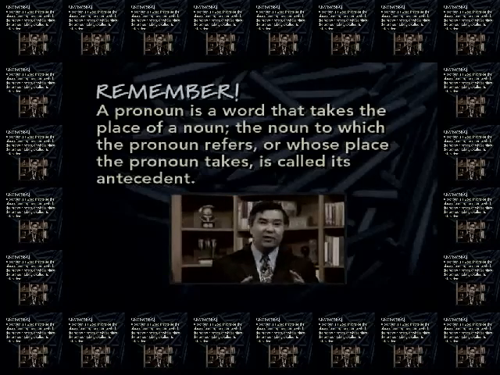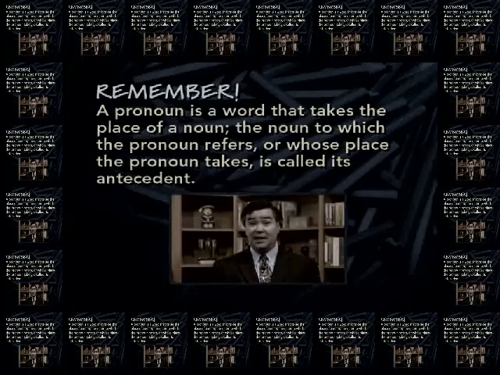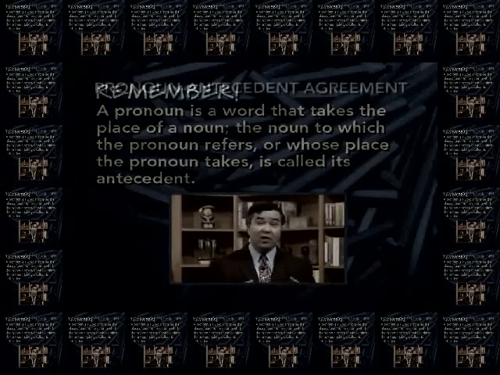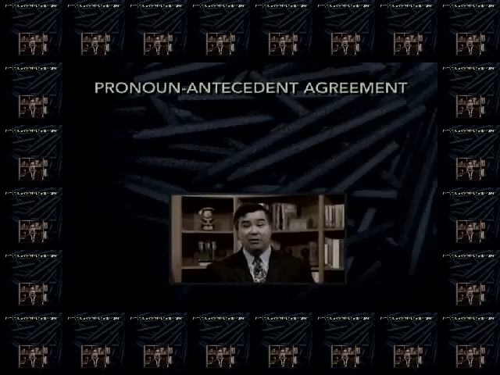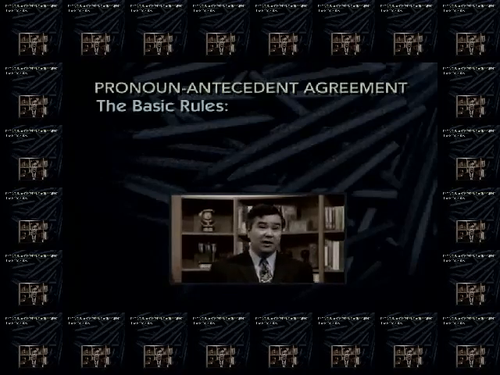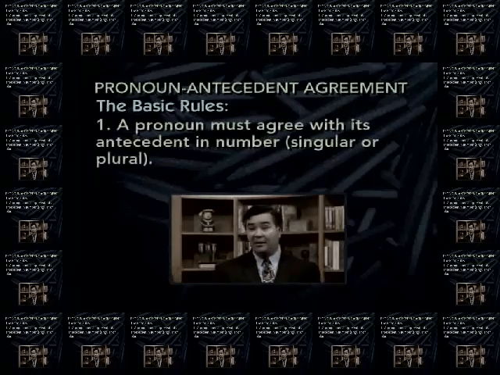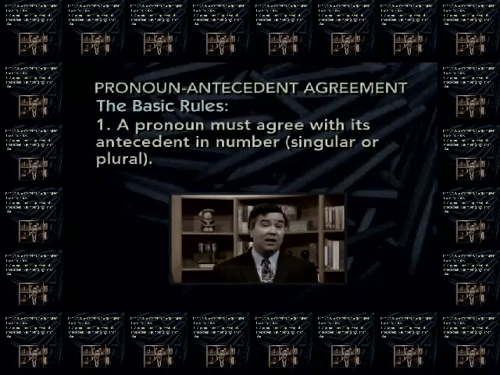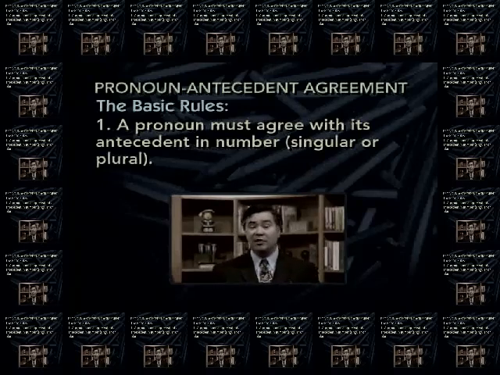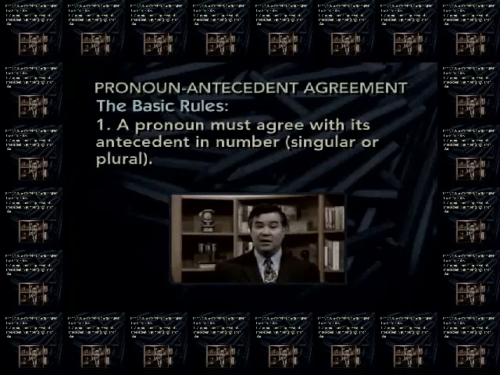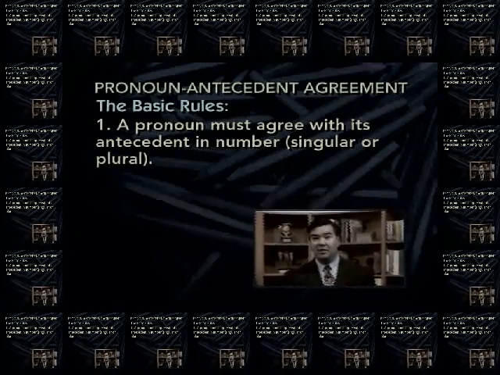Sometimes you have to do a little thinking to figure out what the antecedent of the pronoun is. Nonetheless, it's important that the pronoun and its antecedent match in a couple of ways. The basic rules are these. First, a pronoun must agree with its antecedent in number. That is, a singular antecedent requires a singular pronoun. A plural antecedent requires a plural pronoun.